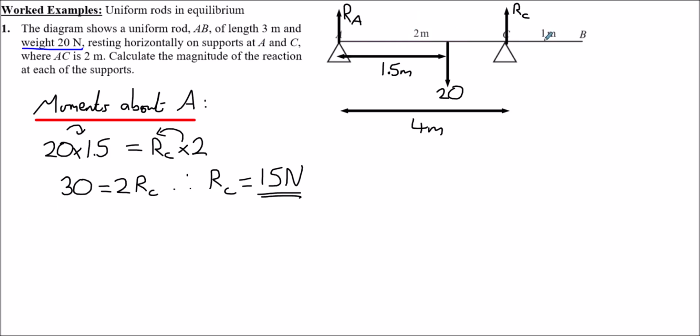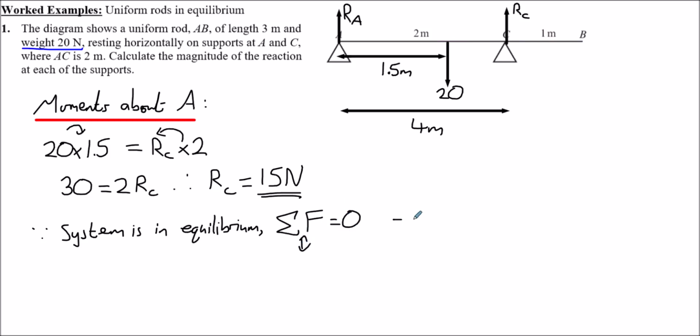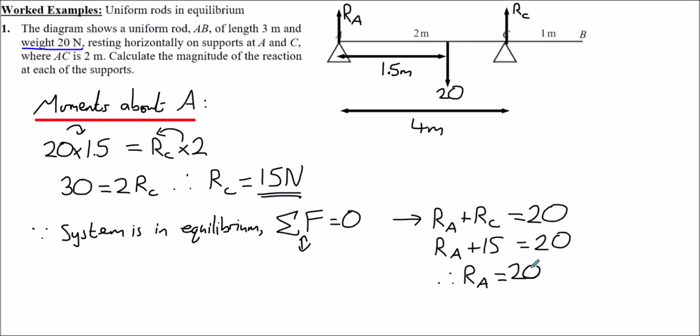Because the system is in equilibrium, we can say that the sum of forces in any direction is 0. Because our forces are either up or down, the reactions and the weights, the sum of the forces going vertically is 0. In other words, the reactions acting up will be equal and opposite to the forces going down. The only force acting downwards is the weight of this rod, which is 20. We've just worked out the reaction at C as 15, so RA plus 15 equals 20. Therefore, the reaction at A is 20 minus 15, which is 5 newtons.